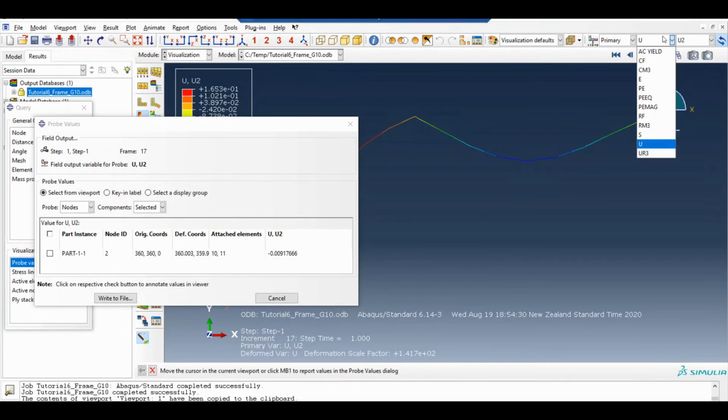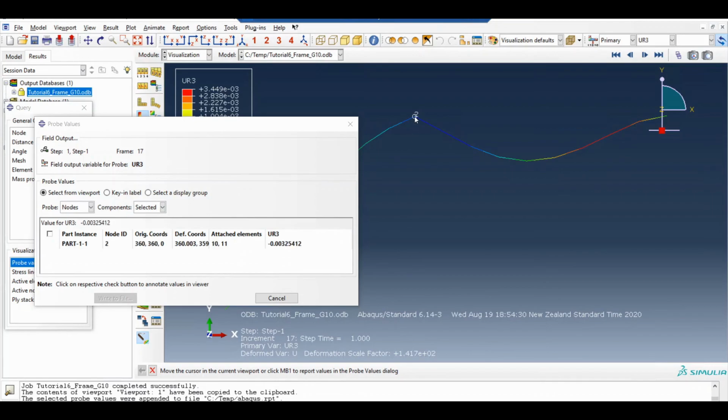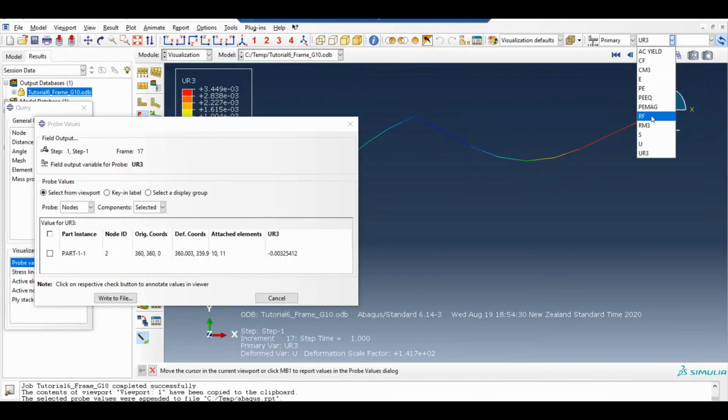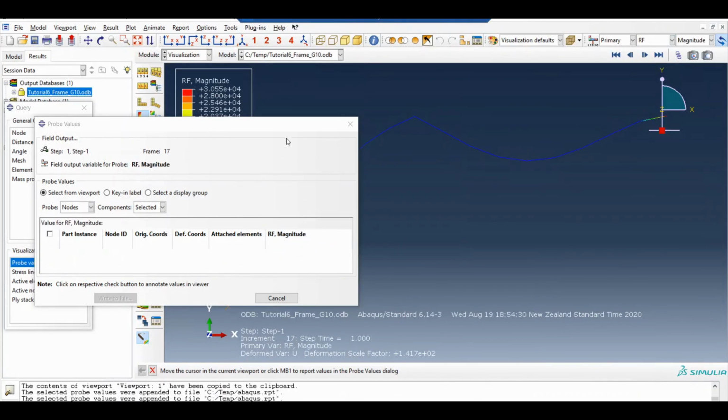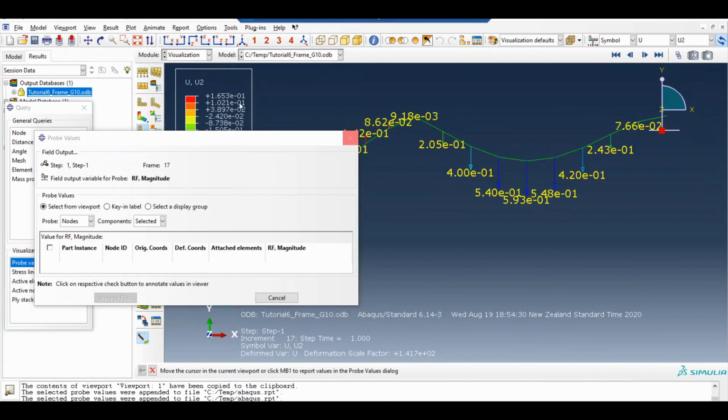Let's look at our rotation. So click on UR3. You can click here. Now this is giving us minus 0.0032 radians. Let's look at our solution, 0.003, which is very close. Reaction forces. Okay, we can see our direction. Yes.